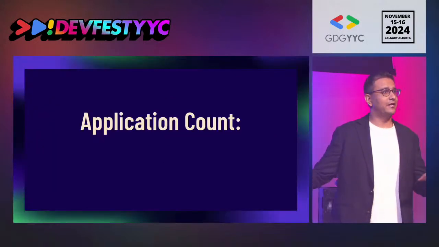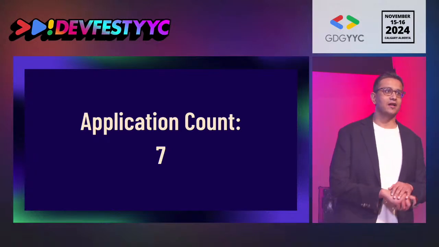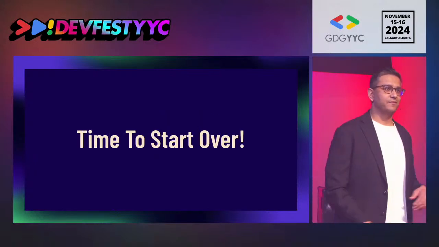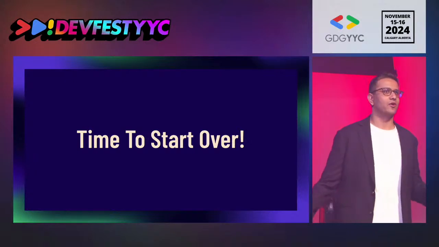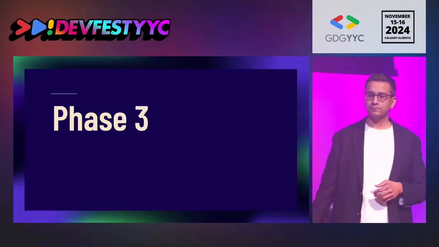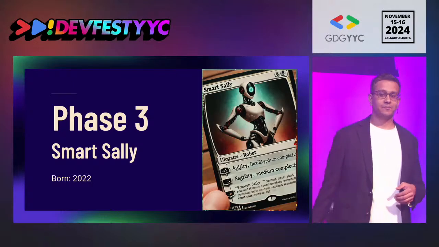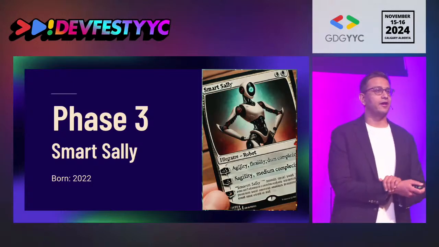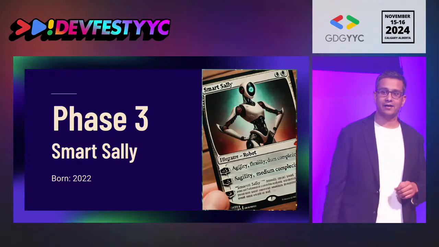All right, anyways, we did this. We're up at 7. So George got us to about 7 products. And then we said, let's throw George in the garbage bin and just rethink the way we do onboarding, because it is going to get a lot more complex. All right, now we're at phase 3. Phase 3 is what I call Smart Sally, and Sally was born in 2022, so about 3 years after the company had been founded.